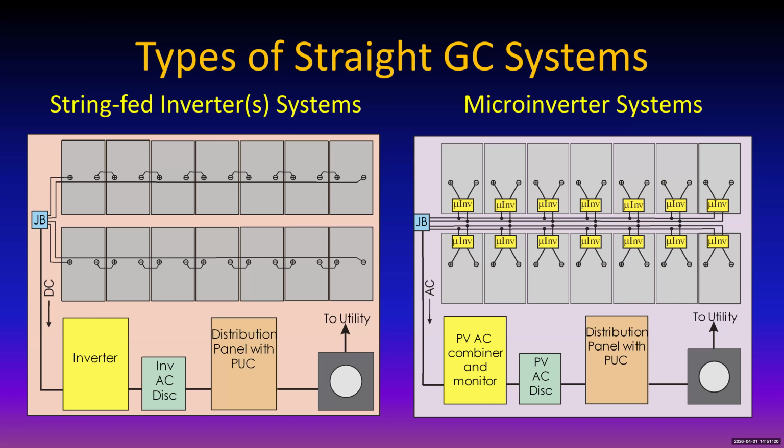There'll be a monitoring box in there that can monitor each of the individual modules by any of a number of ways, wireless or wired communication technologies that are out there. And then it feeds the AC to a distribution panel where the loads on the distribution panel get first chance to use that electricity, and anything they don't use is sent back to the utility. And that's the case with the string-fed system on the other side as well.